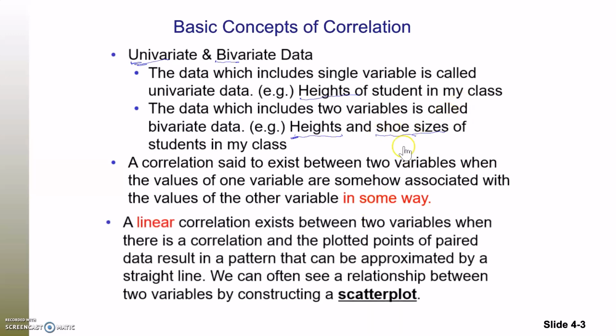In this chapter, we are interested in one special type of correlation, not every type. It is called a linear correlation. Now the question is: what is a linear correlation? A correlation is said to be linear if there exists a correlation, and if you plot points of paired data, it results in a pattern that can be approximated by a straight line.